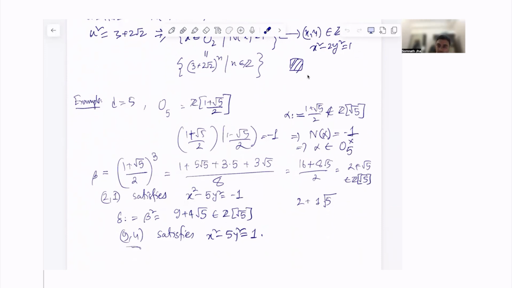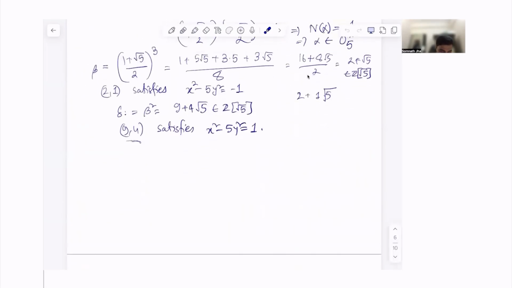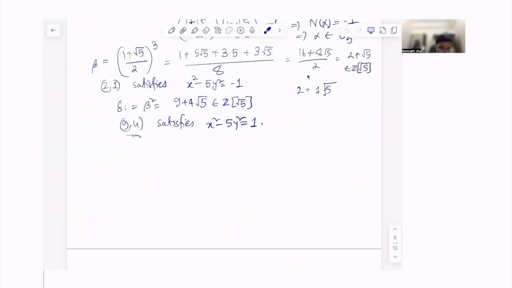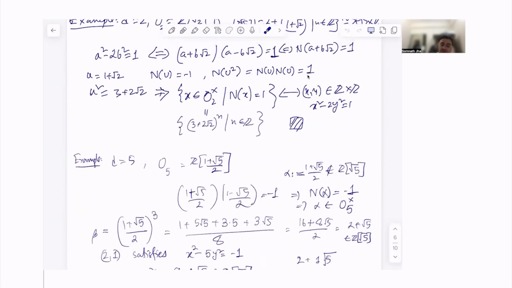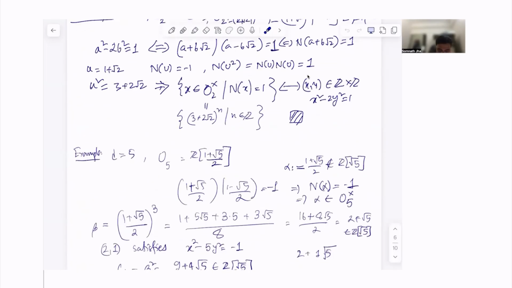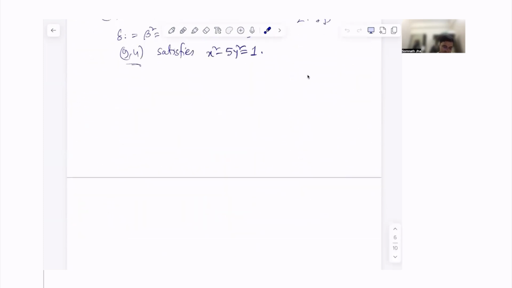I'll not prove it, but I'll give you a hint how to discuss this. In fact, if you take its cube, you get 2 plus root 5, which is a solution of x square minus 5 y square. Anyhow, we'll focus, for all cases, on x square minus d y square equal to 1 and its solutions. And I'll state a theorem from which it will be clear that there is not much difference from the general case of all units.